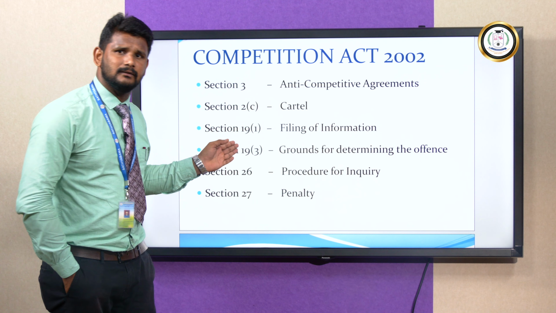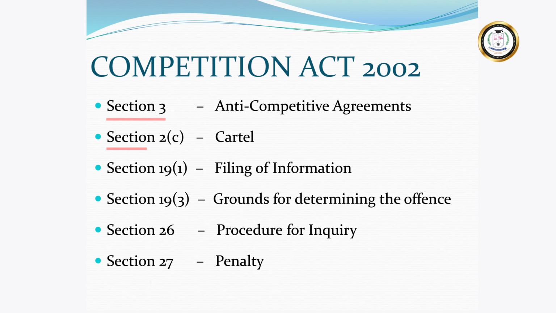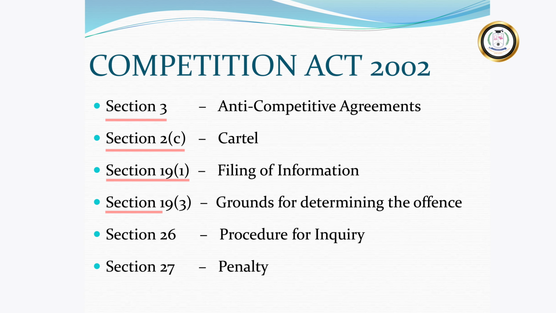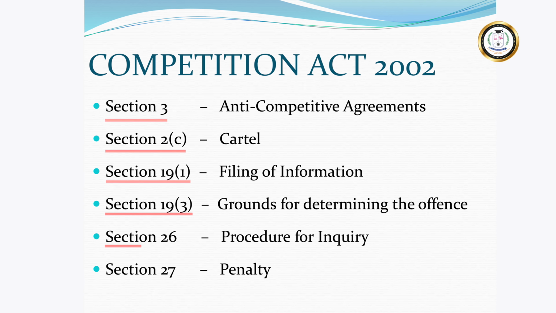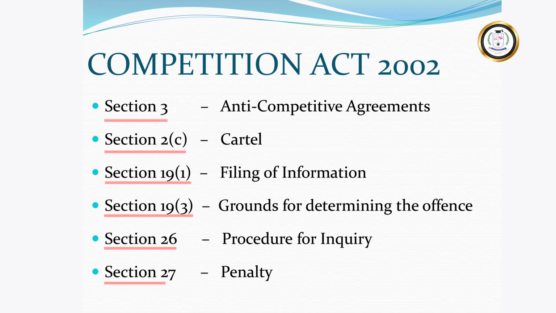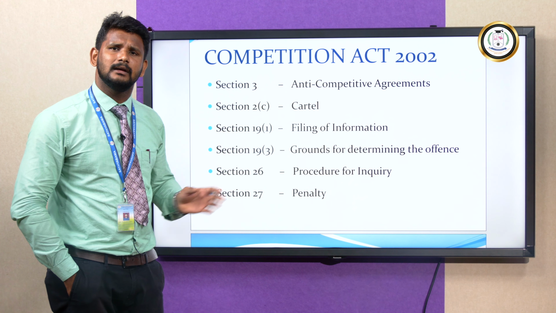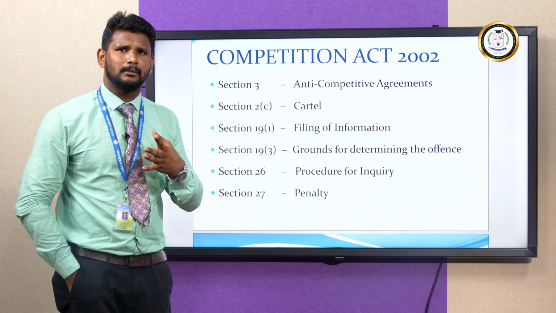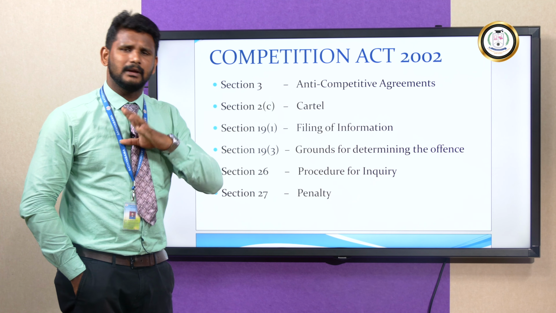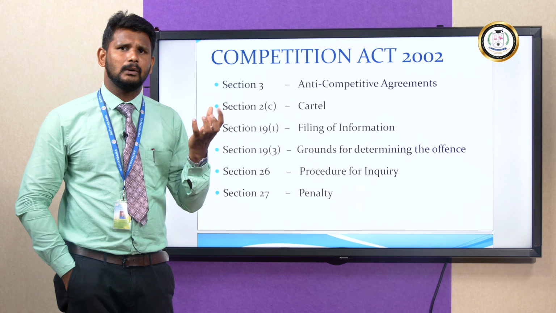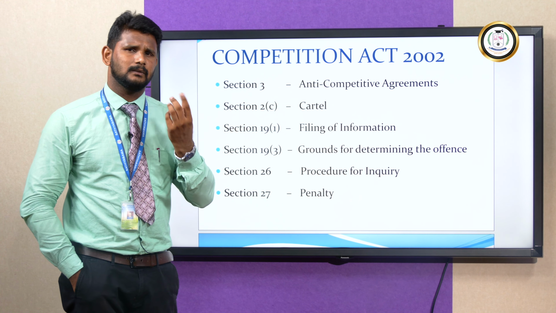Now we have section 3, section 2c, section 19 subsection 1, section 19 subsection 3, section 26 and section 27. All these sections are relevant to understand the whole concept of anti-competitive agreement. To begin with, section 3. Section 3 speaks about the whole concept of anti-competitive agreements. This section 3 carries 5 different subsections.